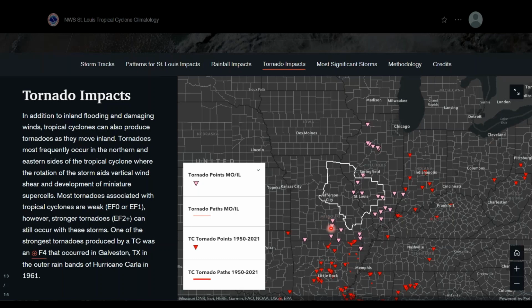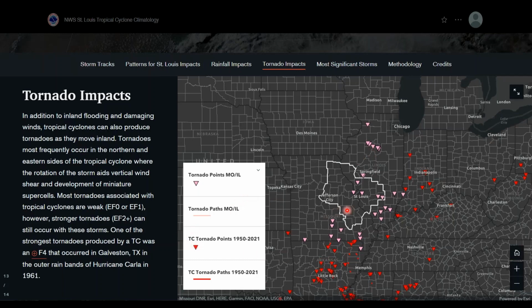So I wanted to visualize the TC tornadoes that were produced by all of our storm cases, and then also look specifically at how many of these are actually being produced in the states of Missouri and Illinois, which is highlighted in the differences in color, where Missouri and Illinois tornadoes are in pink.